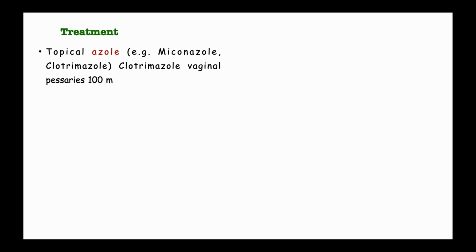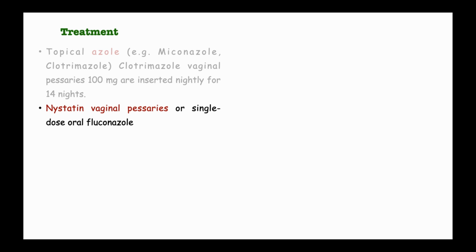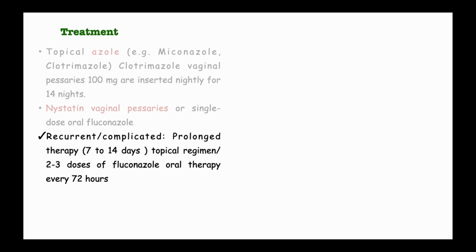Then let's go ahead and treat vaginal candidiasis. Basically, we treat candidiasis with topical azoles. Specifically, we can use miconazole or clotrimazole. Now, clotrimazole vaginal pessaries, 100 milligrams, are inserted nightly for 14 days. Alternatively, we may use nystatin vaginal pessaries or a single dose of oral fluconazole. Now, a longer duration of therapy, such as 7 to 14 days of topical regimen, or even 2 to 3 doses of oral fluconazole therapy every 72 hours, is recommended for the treatment of recurrent cases or complicated infections.